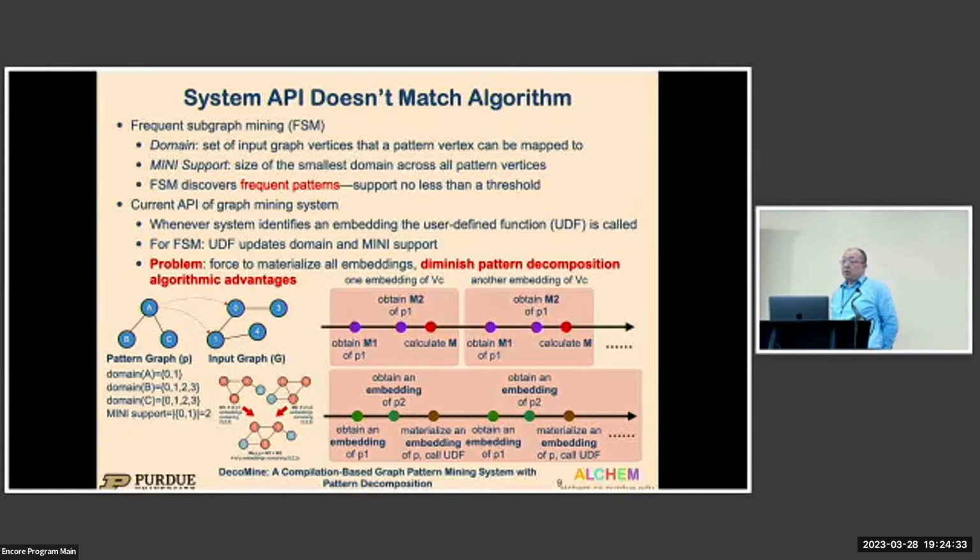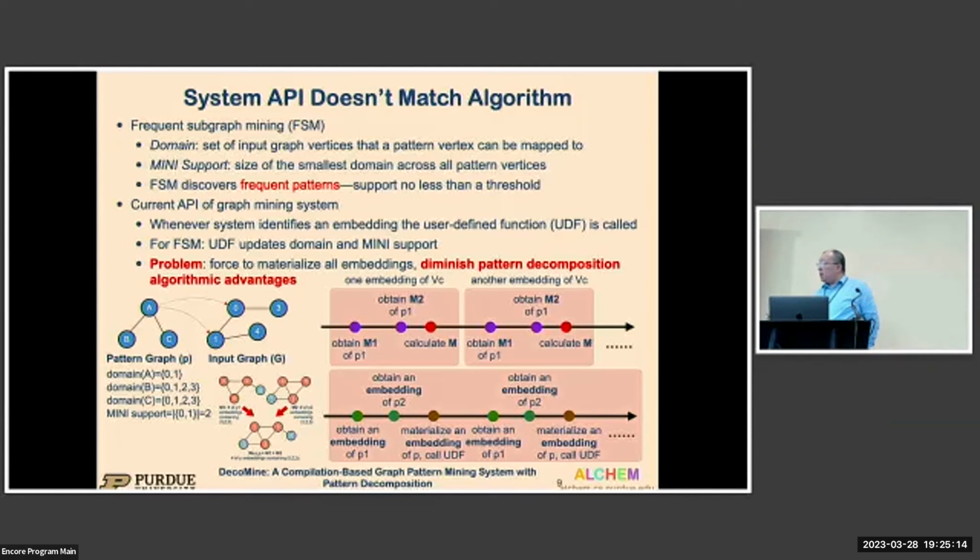Domain is the set of input vertices that a pattern vertex can be mapped to. When you consider the different embeddings, you can see that one vertex in the pattern graph can be mapped to different vertices in the input graph. And then there is a measure called minimum support. It is the size of the smallest domain across all the pattern vertices. So FSM discovers the frequent patterns by finding the patterns with support no less than a threshold.